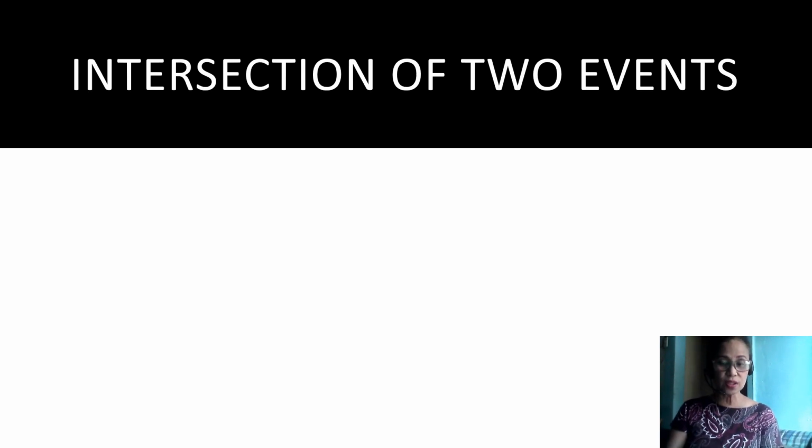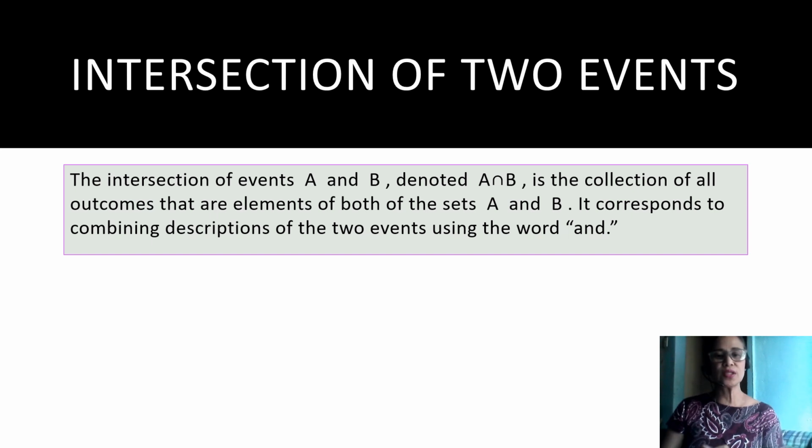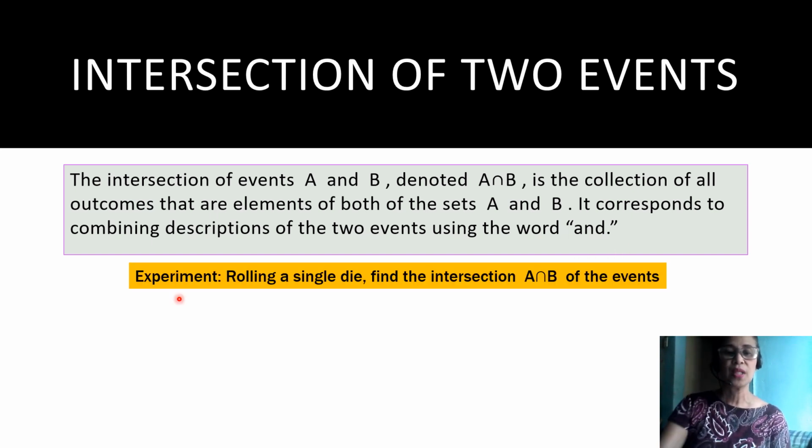So let's start with intersection first. There are two events and we want to find out their intersection. The intersection of events A and B is denoted by A intersection B, and it is the collection of all the outcomes that are both in sets A and B. So it's the same thing. We have to collect the common elements in both sets A and B. So it corresponds to combining the description of two events using the word and. The conjunction and only means that they are both in set A and B.